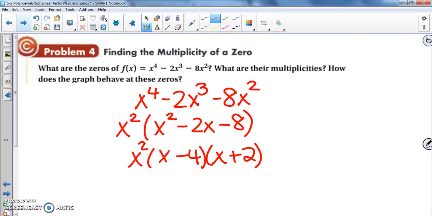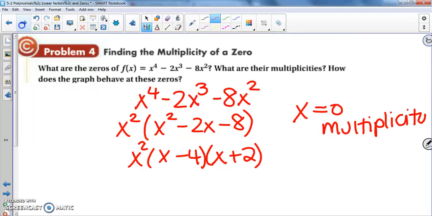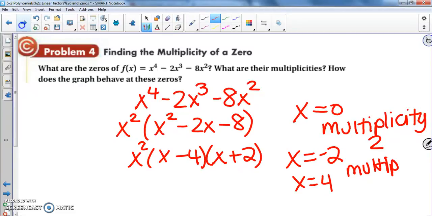And since we have x squared, x is equal to 0, so the number 0 is a zero of multiplicity 2. The numbers x is equal to negative 2 and x is equal to 4 are zeros of multiplicity 1 because they occur once.